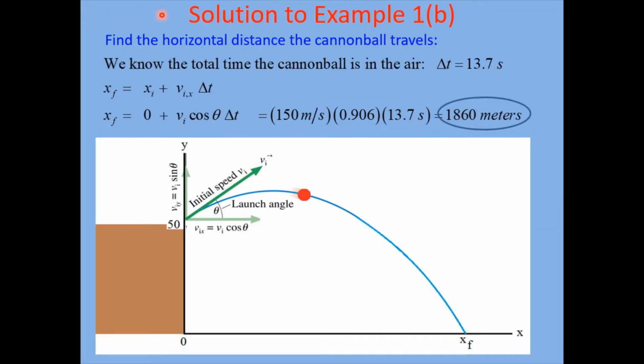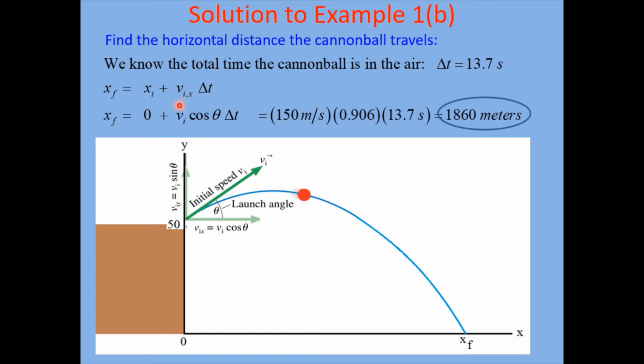Let's move on to part B of this projectile problem. Find the horizontal distance the cannonball travels. Well, this is actually much easier than part A. We've already done the hard part, and that was finding the time. We know that the cannonball is in the air for 13.7 seconds. So to find the range of the cannonball, or in other words, how far it goes horizontally, remember that x final is just equal to x initial, which is 0, right? Because we're starting right here at the origin of the horizontal axis.